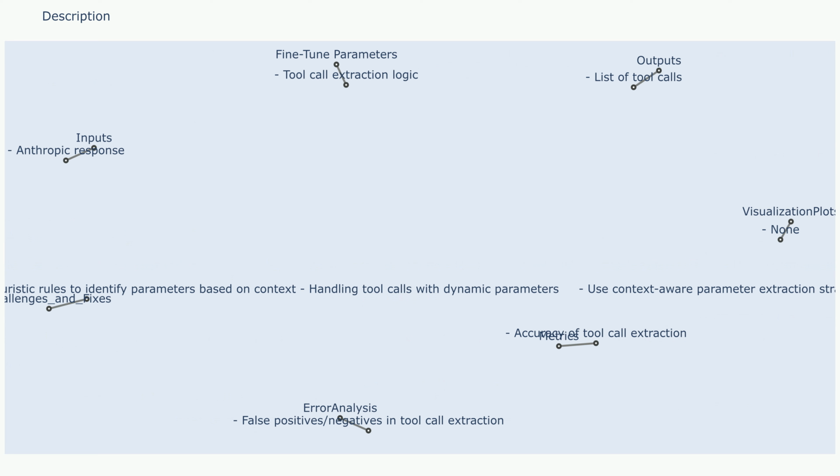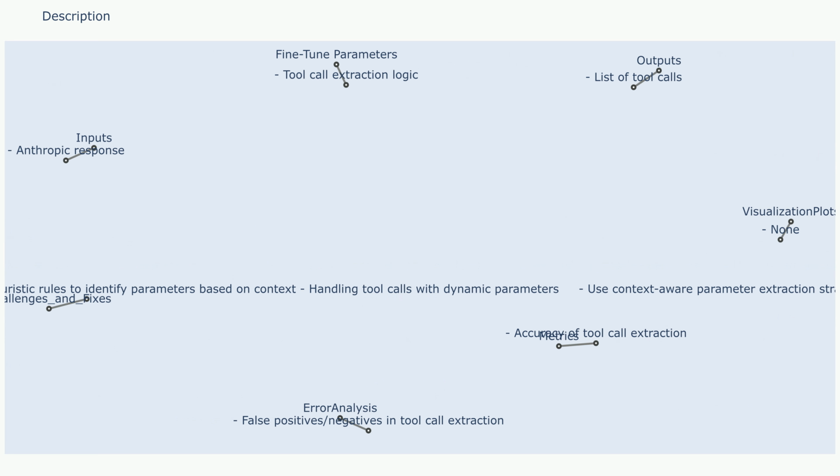Uncertainty methods. Confidence score. The parser can provide a confidence score for each extracted tool call, indicating the parser's certainty about the identification. Multiple interpretation. The parser can provide multiple possible interpretations of tool calls, especially for ambiguous or complex usage scenarios.